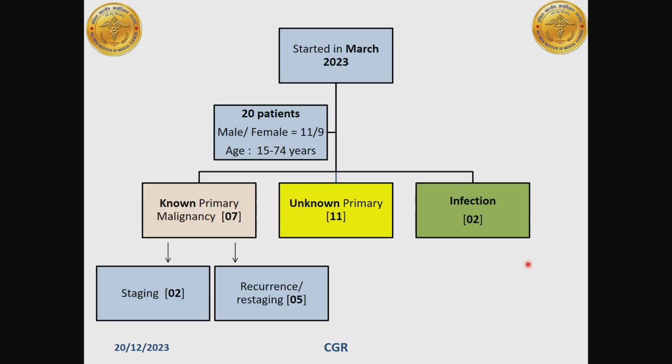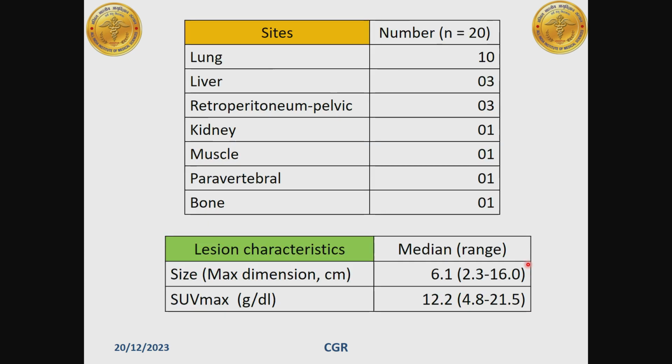Now, we started doing this PET-guided procedure at the end of March 2023, and we have done around 20 patients till now, of which the known malignancy patients were 7. Among those 7 patients, 2 were for staging, that is to know the primary disease, the primary malignant site, and 5 were for recurrent evaluation. 11 patients were of unknown primary, where the imaging was suspicious of malignancy, and 2 patients had infectious disease.